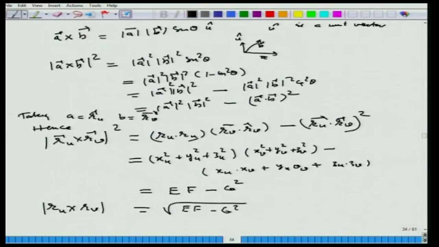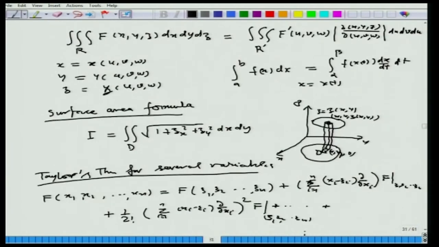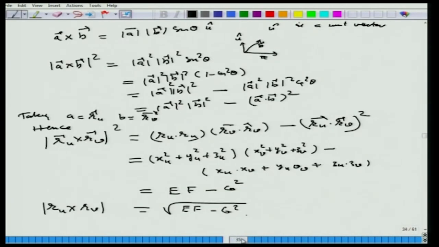In particular, for flat surfaces, this will reduce to the earlier case which we had. We will see that this also comes out from our general formula for the surface integral.